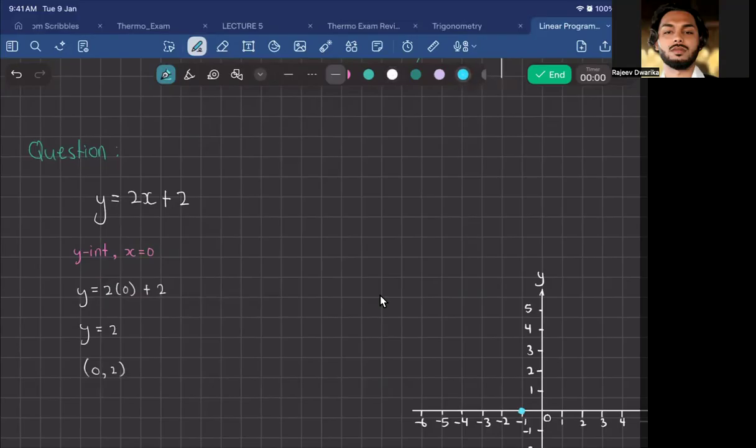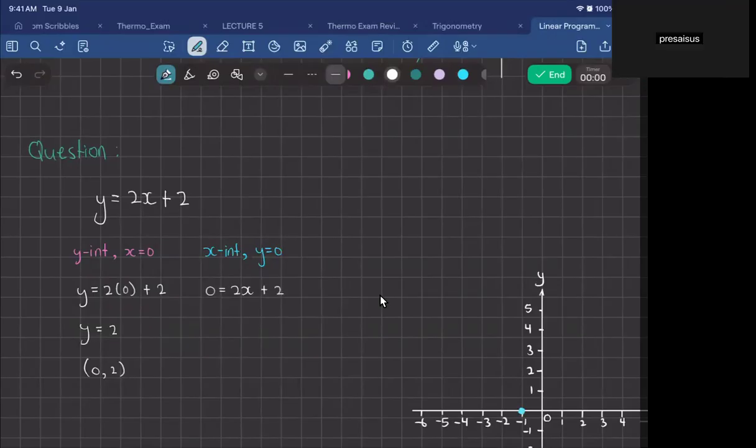Okay, what's the next point we should probably find? The x-intercept, because at the x-intercept, y is equal to 0. What am I going to do with that information? Plug it into the equation. And if I do that, what would I end up with? 0 equals 2x plus 2. What do you want to do next?